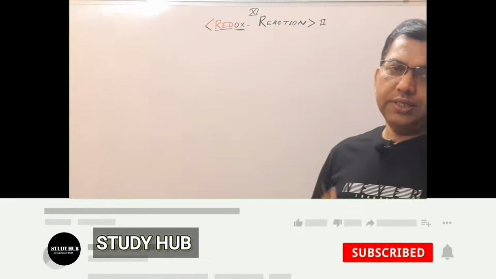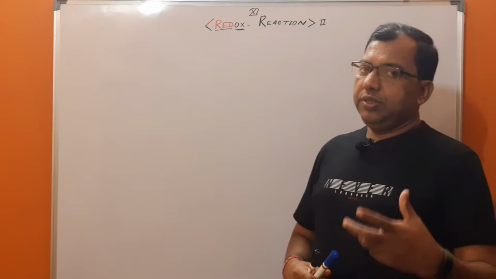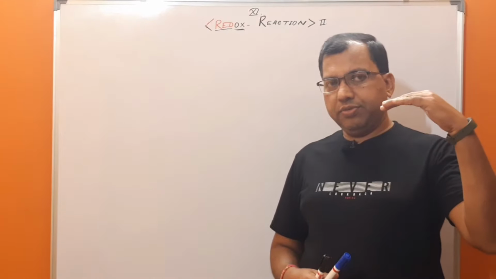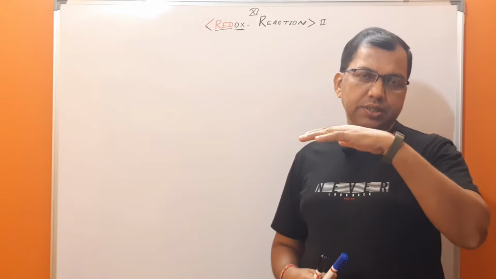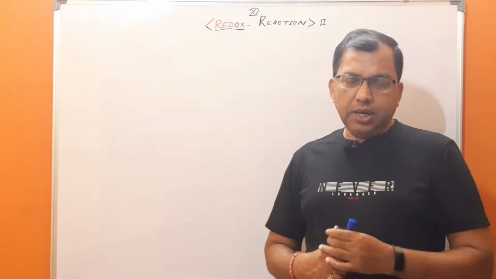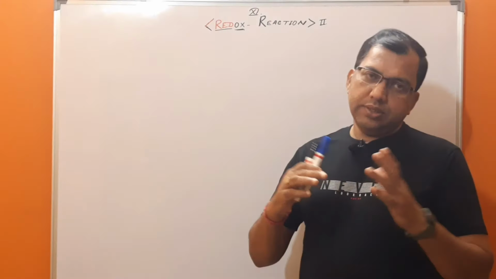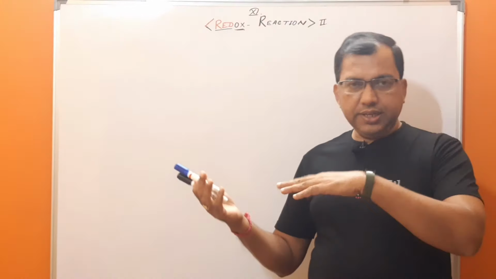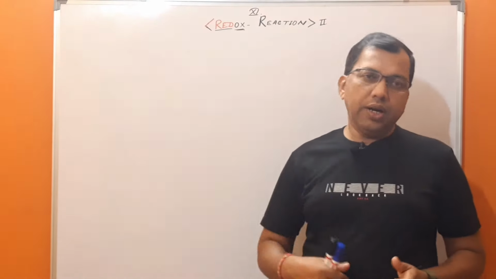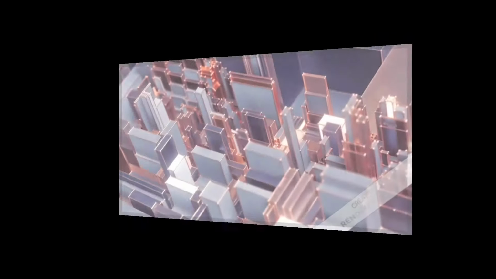Today I will discuss redox reactions part 2. Yesterday I discussed redox reactions, electron transfer, oxidizing agent, reducing agent, and some common examples of oxidizing as well as reducing agents. Now today I will discuss a new thing, oxidation number.